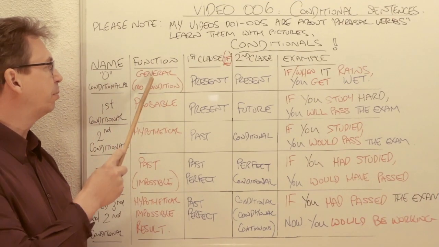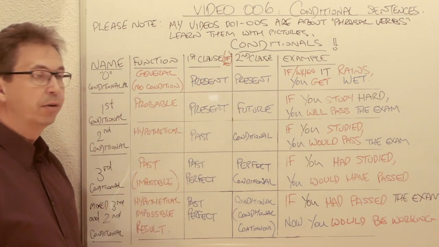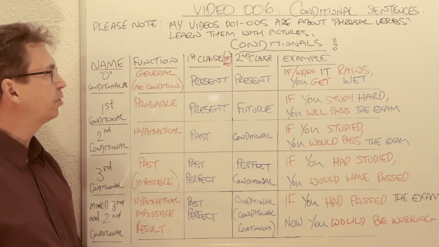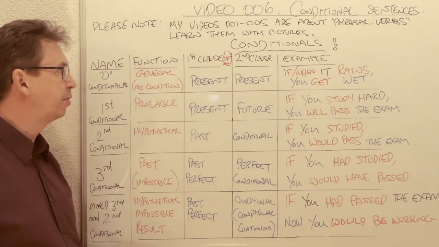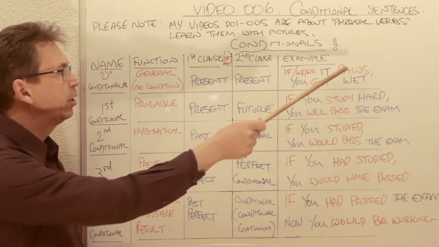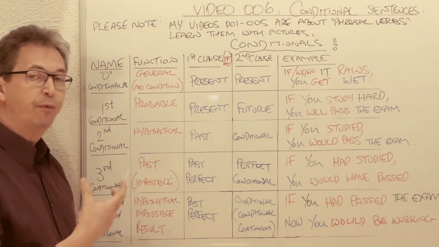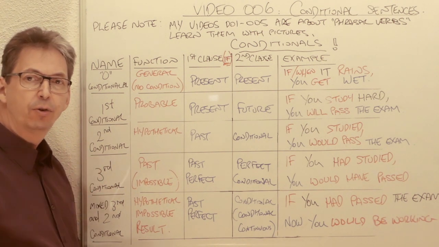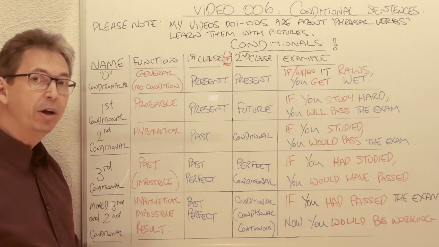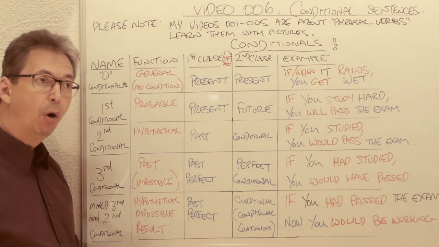Okay. We call it zero conditional because there is no condition. And we use a present in the if clause, the first clause, and a present in the second clause, which is the result. Now, this is an example: if or when it rains, you get wet. Okay? Now, you can also say if water reaches 100 degrees centigrade, it boils.